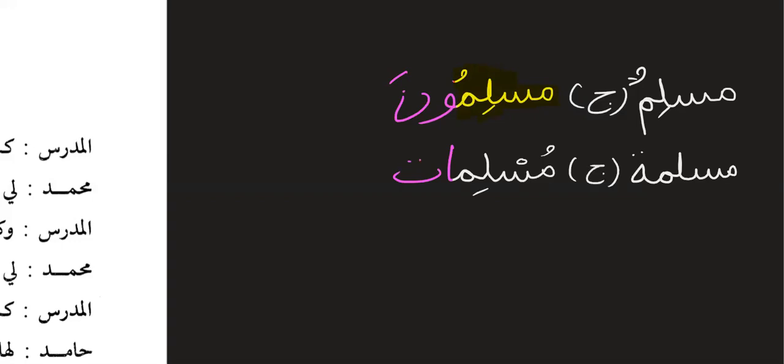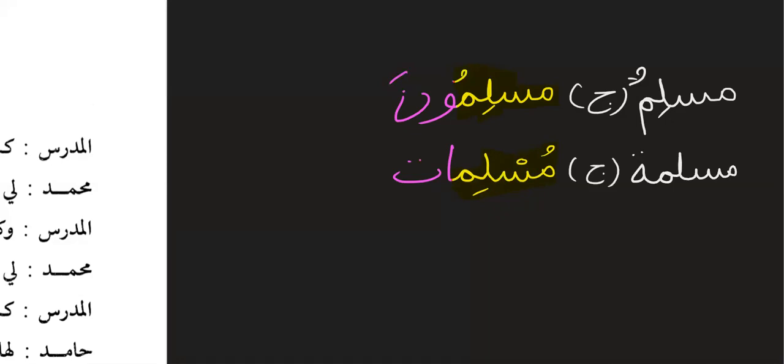A sound feminine plural. And it's the same as the one above. We call it a sound feminine plural because we can still see the word Muslim in the plural. And all we do is add an alif and a ta. Muslimatun, mu'minatun, mudarrisatun.